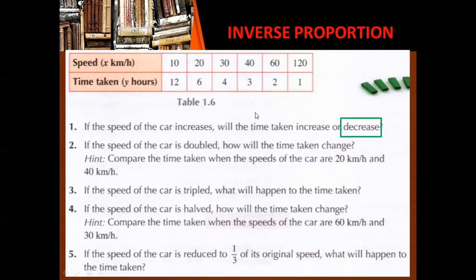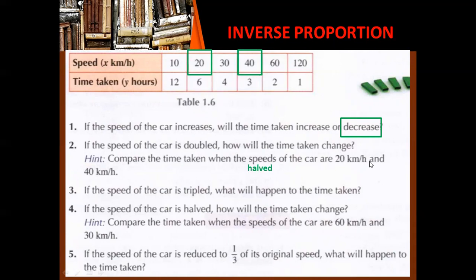Next, if the speed of the car is doubled, how will the time taken change? Let us use the given hint. So we have 20 kilometers per hour. We double that to 40 kilometers per hour. Notice that the time taken will reduce by half.